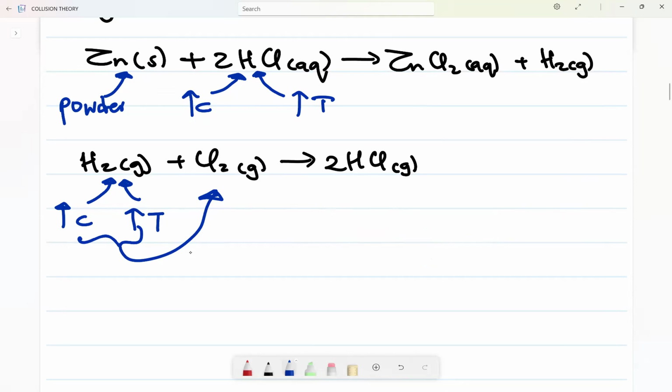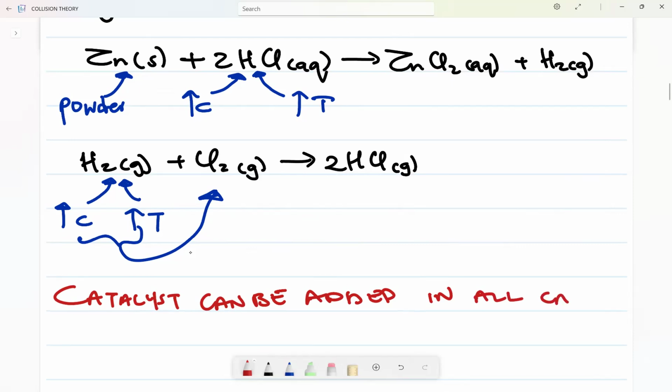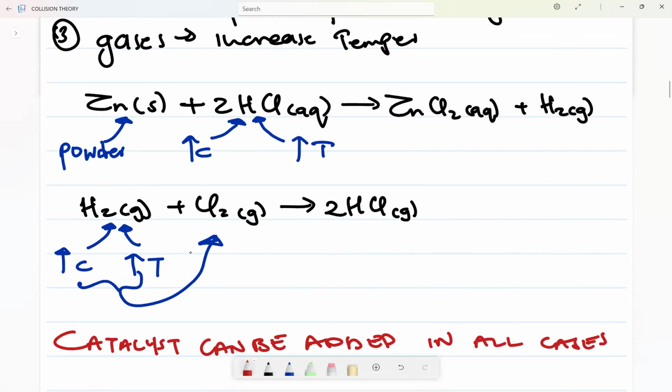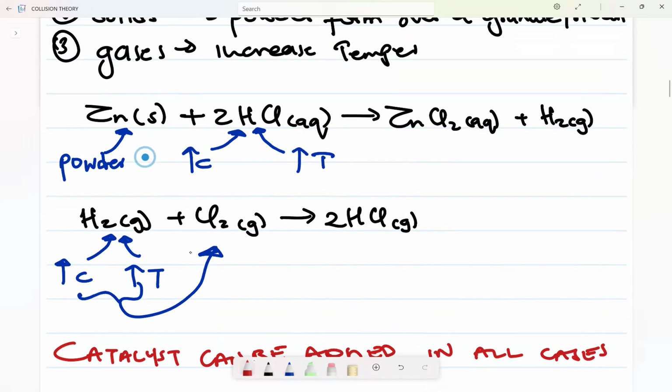But now the important part is that a catalyst can be added in all cases. Okay? What you can do, you can add a catalyst here, a catalyst here, a catalyst there. A catalyst works everywhere. Okay?